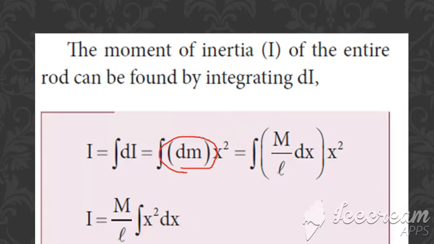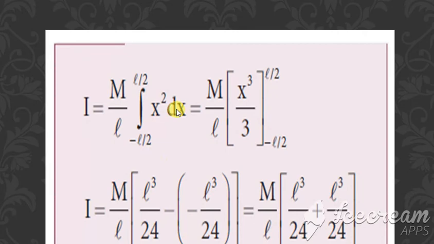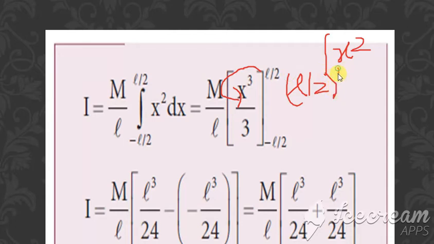Now we are going to apply the limits in this. The limit values are minus L by 2 to L by 2. So what is the integration of x square? It is x cube by 3. Now substitute the limits here. First, substituting the value of the upper limit, we get L by 2 the whole cube divided by 3, minus the same term again.